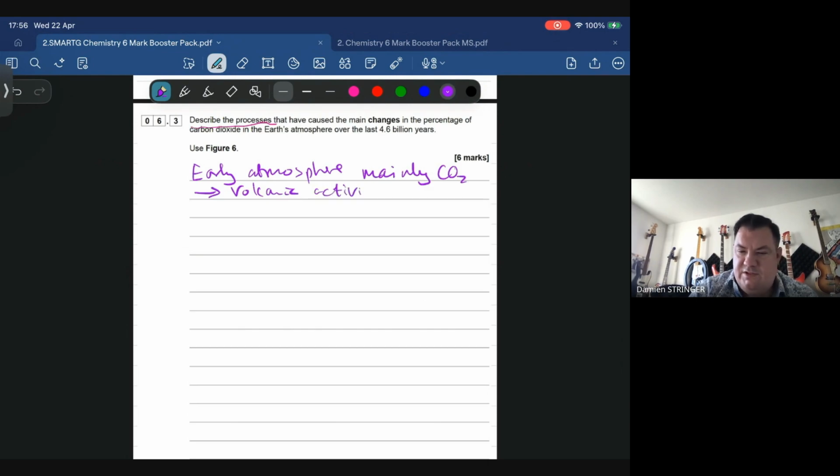Now, unfortunately, I think we're going to have to put dates on this. So I'm going to put the first billion years. And that's pretty much it for that bit. And then we're going for the next section. So what's happening in this next bit that's causing CO2 to change? First of all, is it going up or down? What do we think?